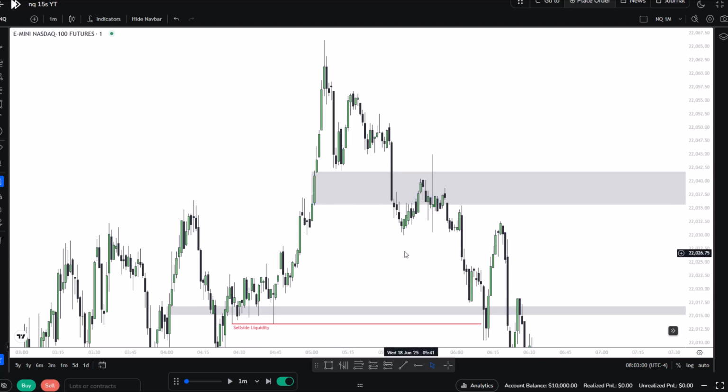Now, we have the same price action from June 18th, 2025. The trade that I took was from this high all the way to this sell side liquidity, relative equal lows, resting below the first presented fair value gap of 4 a.m.